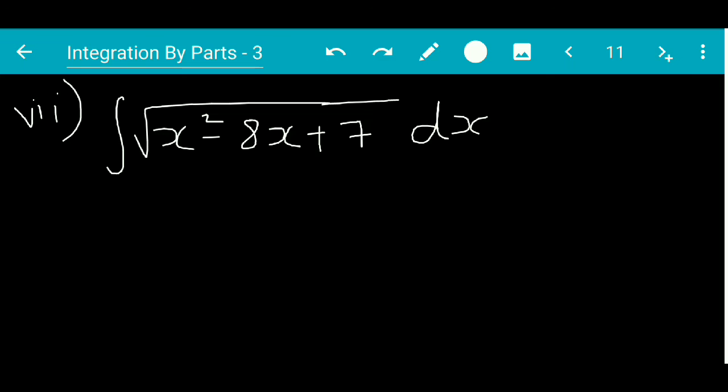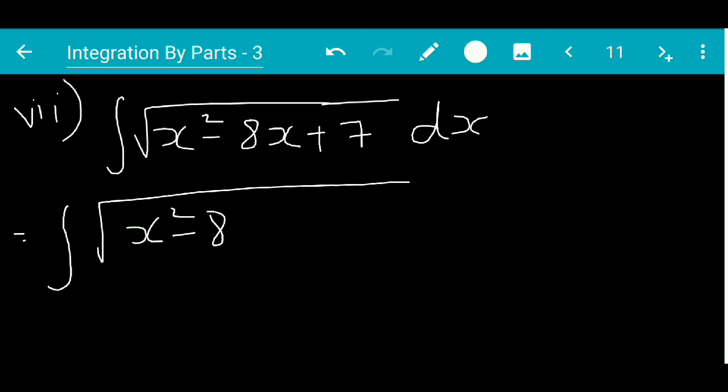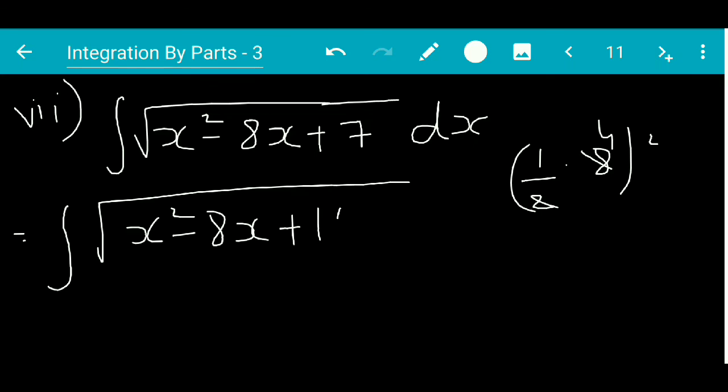The 7th question is integral of x square root of x square minus 8x plus 7 dx. We begin in the same way. That is, we get over here x square minus 8x and half of 8 the whole square, half the coefficient of x the whole square, that is half of 8, which is 4, and 4 square gives us 16. So we write here plus 16 and minus 16 plus 7.